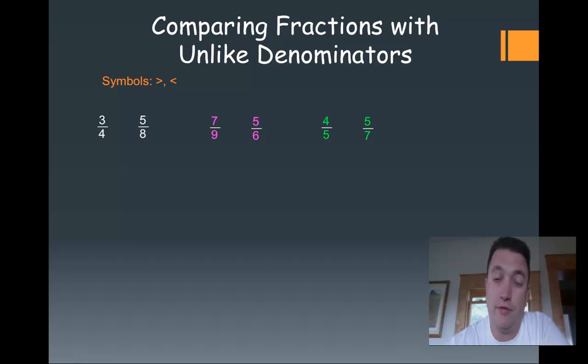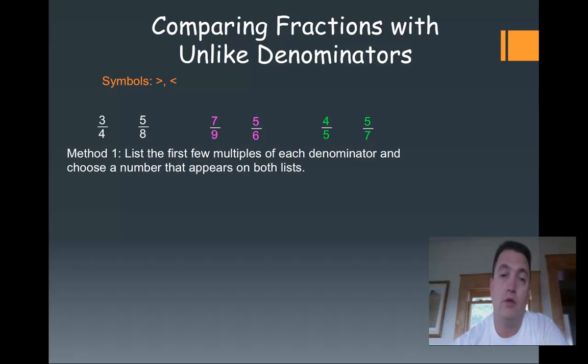Now let's talk about comparing fractions with unlike denominators. There's a few methods that we can look at. Let's start with this one. One of them you can do is list the first few multiples of each denominator and choose a number that appears on both lists. So let's talk about what that looks like.